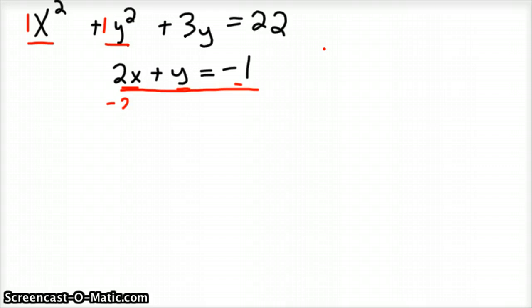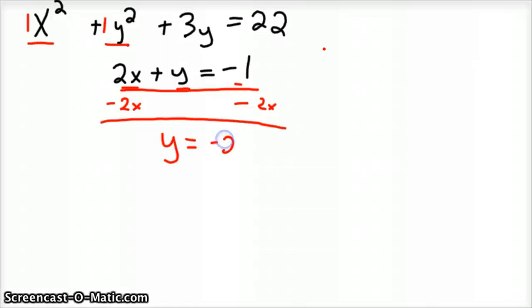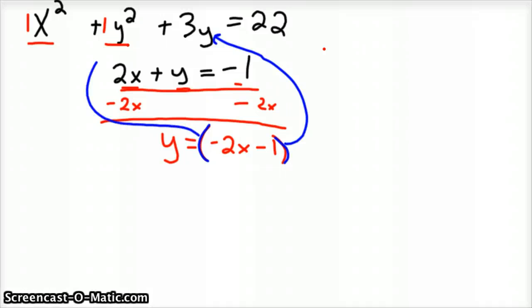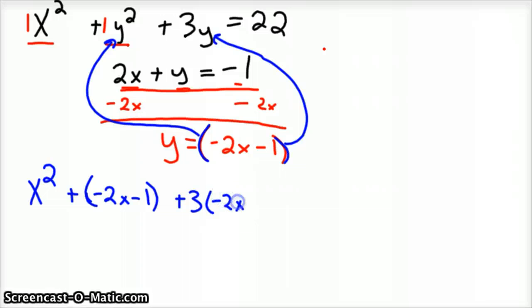To solve that, I'm going to subtract the 2x over to the right. And so y equals negative 2x minus 1. And again, I just put the 2x first and the 1 second. So now I'm going to take this negative 2x minus 1 right here, I'll do this in blue, and substitute it wherever there's a y. And there's two places where there's a y, here and here. So it's got to go in both places. So x squared plus, and instead of a y squared, we're going to go negative 2x minus 1, plus 3 times negative 2x minus 1, and then it equals 22.